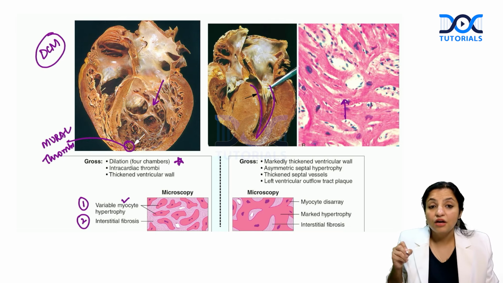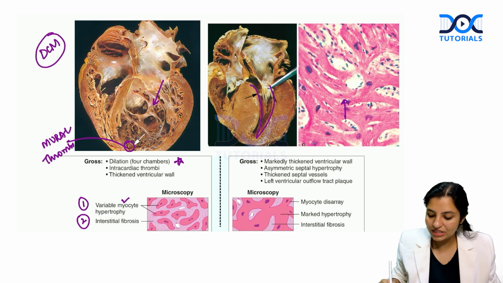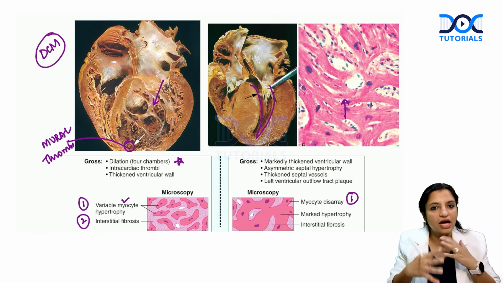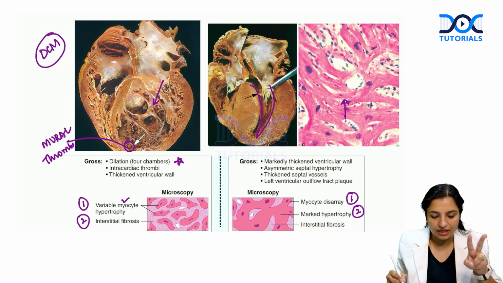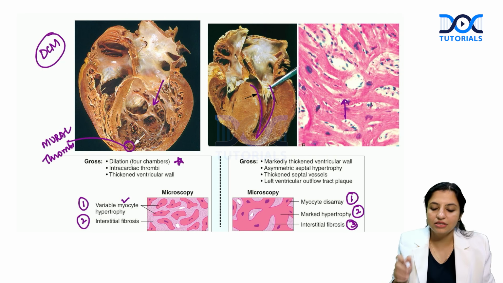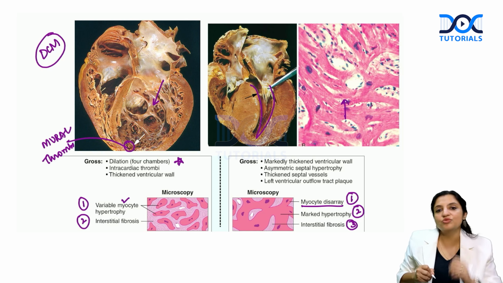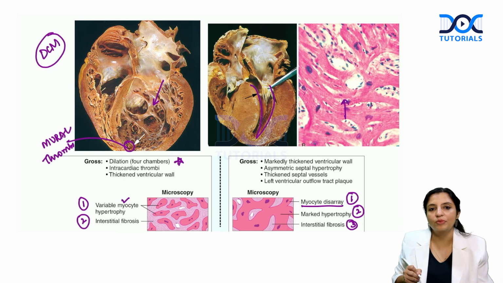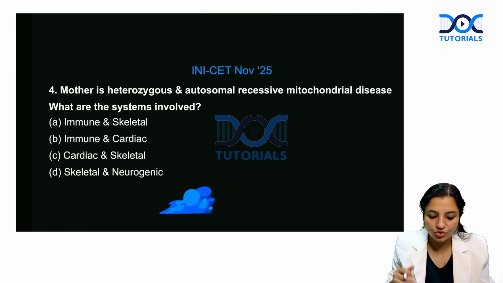Whereas in cases of HOCM, what will you see? You will see myocytes are disarrayed, so they are haphazardly arranged cardiac myofibers. They are hypertrophied, that's second, and third, interstitial fibrosis. So the classical catch point here is disarray, haphazardly arranged cardiac muscle fibers. That's one point which everybody should be super duper clear with, right? Okay. Now once we are clear with this, let's go to the next question.